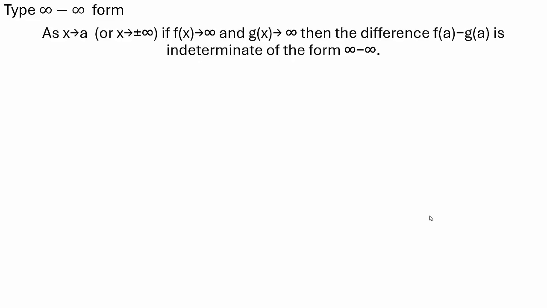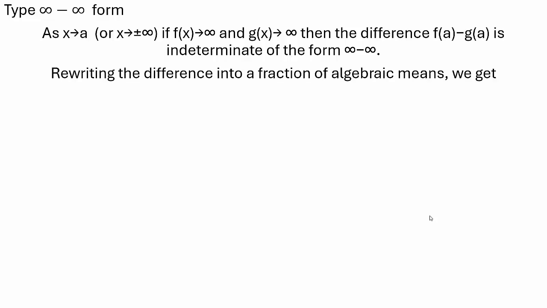What is infinity minus infinity form? As x tends to a, or x tends to plus infinity, or x tends to minus infinity, if f(x) tends to infinity and g(x) also tends to infinity, then the difference f(x) minus g(x) is called an indeterminate form of the type infinity minus infinity.